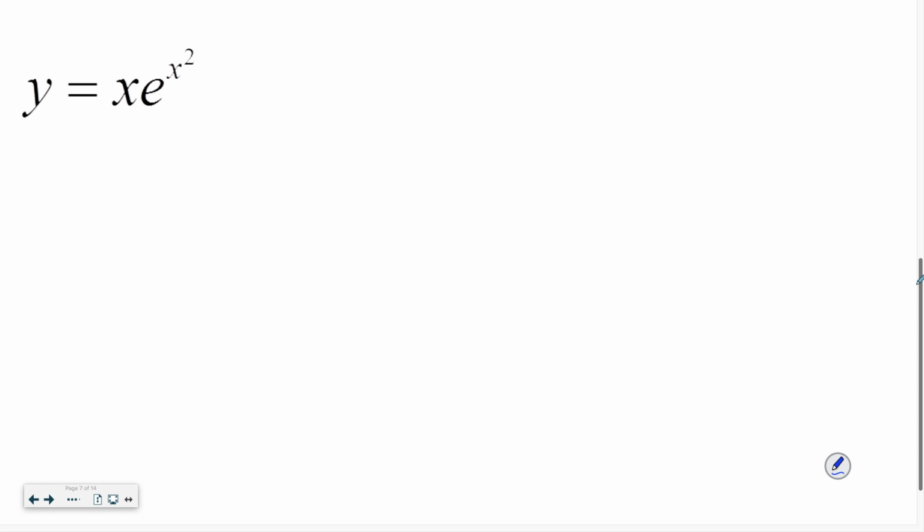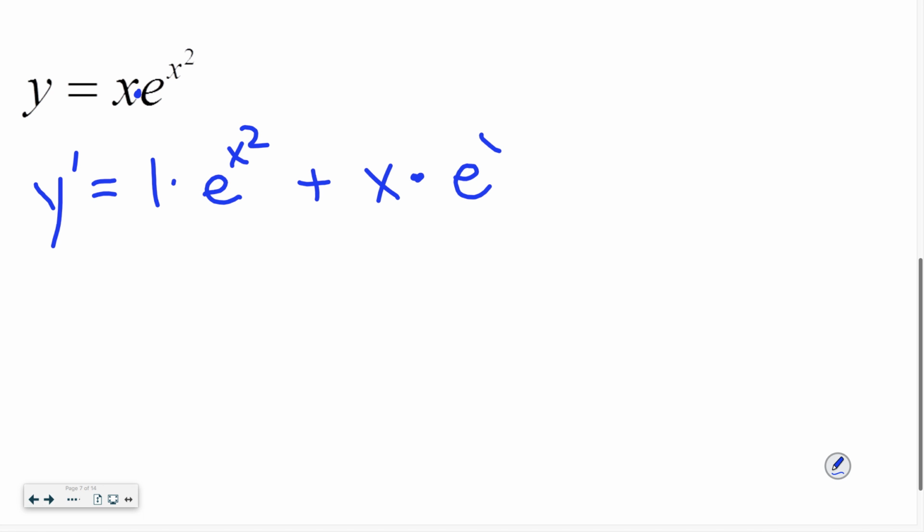First of all, we have a product. We have a product. So we must use the product rule. The derivative of the first times the second plus the first times the derivative of the second. So e to the x squared, we have copy paste times chain rule. 2x.